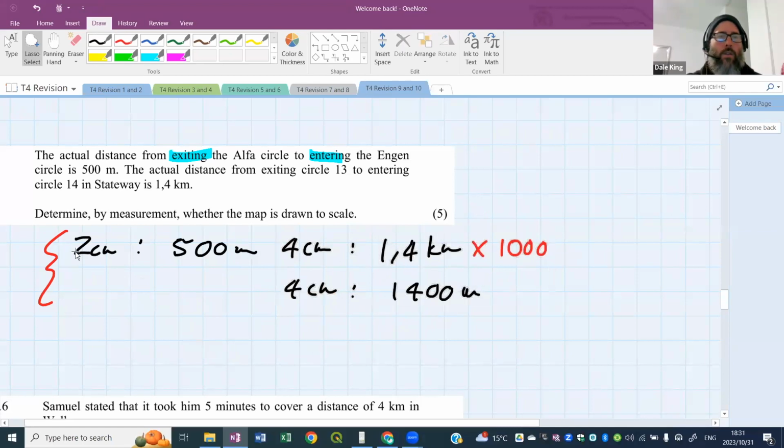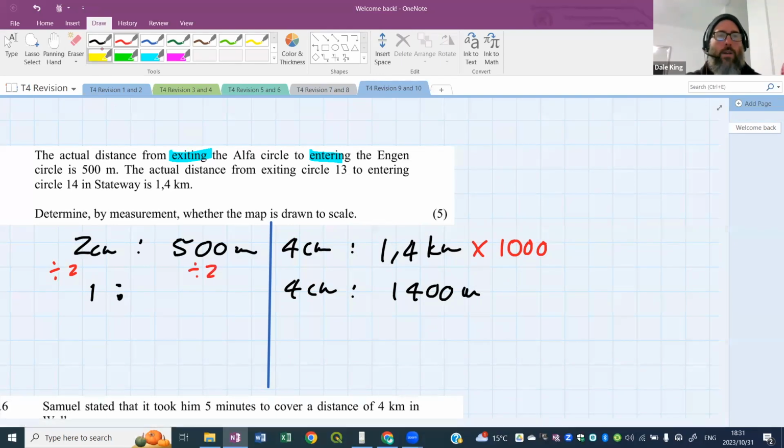All right, so there we go. And I'm going to draw a line between them to show that these are 2 separate things. Okay, now I'm going to work on the left-hand side, and I'm going to change this to 1 on the left. 1 is 2. All right, which means if I change the 2 to a 1, I'm dividing by 2. Then I need to divide this side of the ratio by 2 as well. That would give me 1 is to 250 meters.